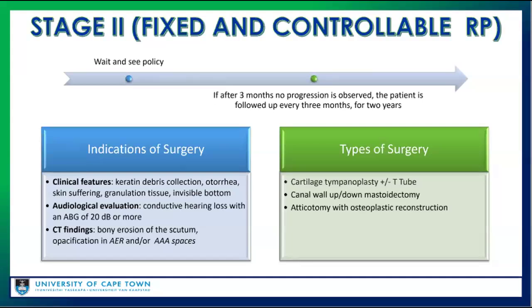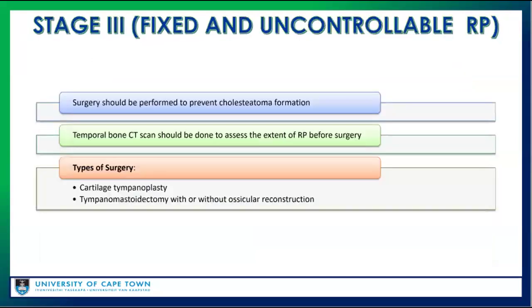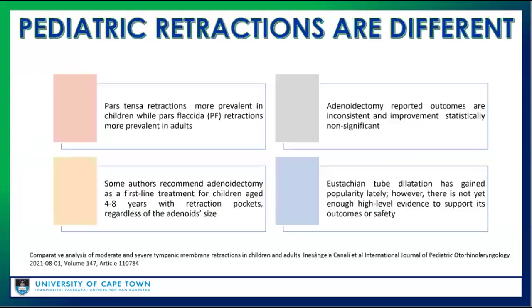The type of surgery one can then undertake includes cartilage tympanoplasty with or without a T-tube, canal wall up or down mastoidectomy, and an atticotomy depending on the extent of disease. Regarding stage 3, which is a fixed and uncontrollable retraction pocket, surgery should be performed to prevent cholesteatoma formation. To aid in treatment, a temporal bone CT scan should be done, and the types of surgery again include cartilage tympanoplasty and tympanomastoidectomy with or without ossicular reconstruction.